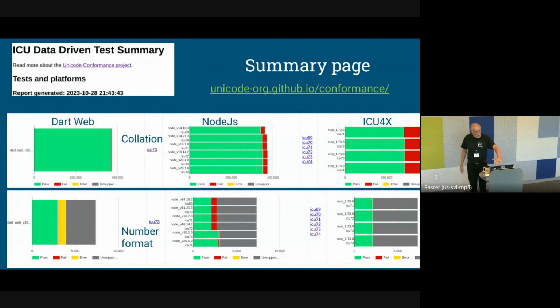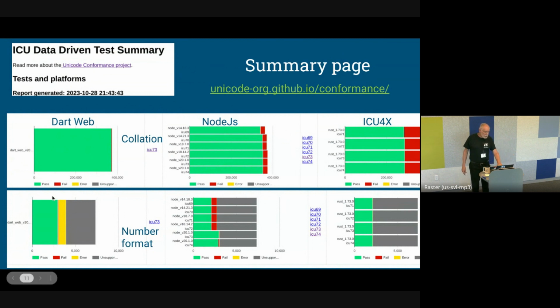And within each one of these, you can see, for example, in Node.js, I have Node 14, and it is running with ICU 69 data. Node 18 is running with ICU 72 data, and so on. So these are the multiple versions of data and multiple versions of the platforms. So with this, I have a visual display of what's going on. What does this mean? The green says, as you might expect, tests are passing. The red means, oops, the test is failing. It gives a result, but it is not what is expected.